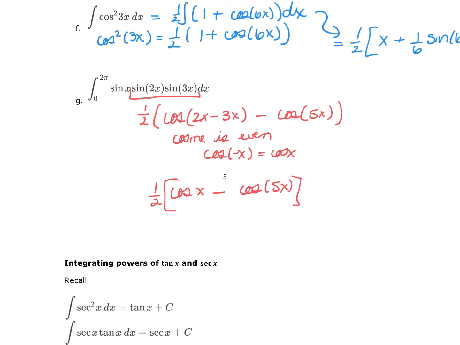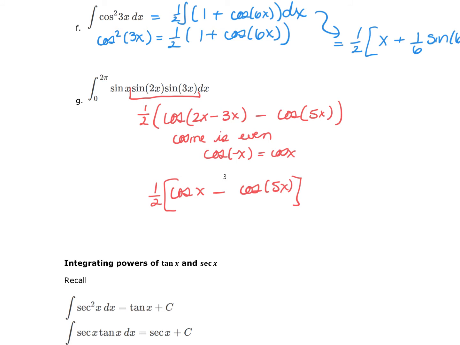Now, the problem here is the fact that this is an x, so that's cool. But this is a 5x, but this is an x, that's not so cool. So that may not be my best choice. Let me see, what else can I do?